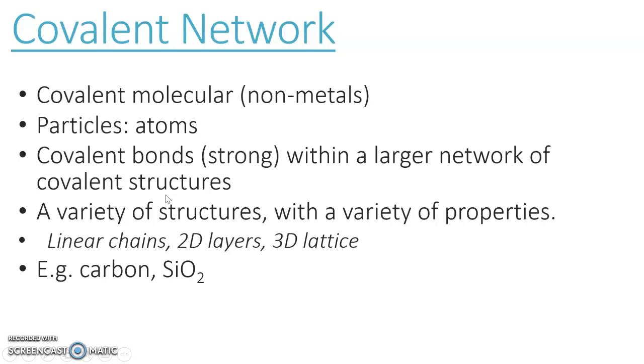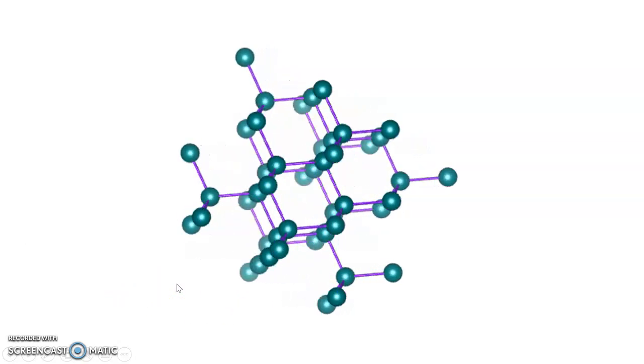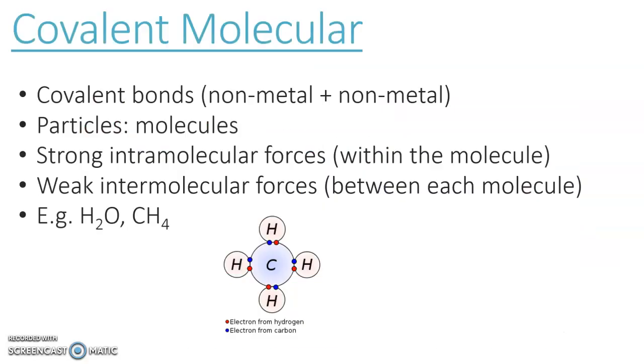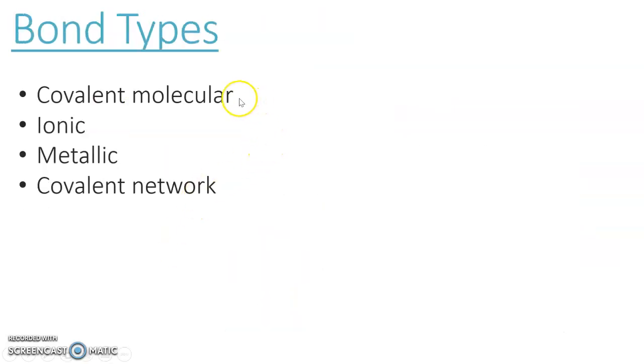Diamond is just one example. We have other types of covalent networks. We can have a linear chain of atoms, rather than the one that we just looked at in the picture, which was a 3D lattice. We can also have two-dimensional layers of covalent networks, an example of that being graphite. But the most common one that you'll come across is this three-dimensional lattice, and examples of that are diamond or silicon dioxide. So that's the bond types. Just to recap, we looked at covalent molecular, which are molecules. We've looked at ionic, we've looked at metallic, we've looked at covalent network, and we're going to look at all of these in more detail individually.